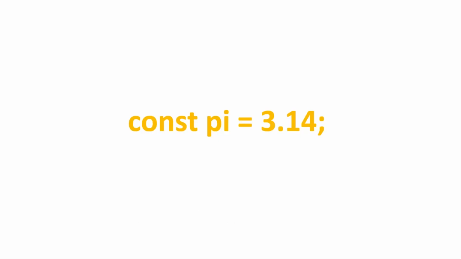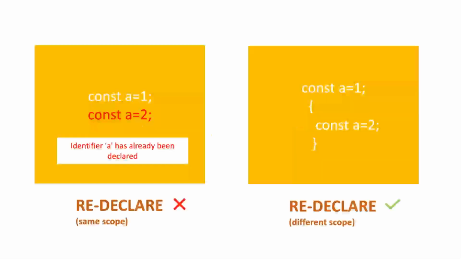Mostly, we use these variables where we know that the code is not going to alter the values. For example, pi. The value of pi is always 3.14. And similar to let, this cannot be redeclared. For example, I have a constant with name A initialized with value 1. In the next line, in the same scope, I have another constant with the same variable name initialized to a different value. Then JavaScript throws an error saying the variable has already been declared. This is similar to what we have seen in case of the let keyword. If it is a different scope, then it is acceptable.